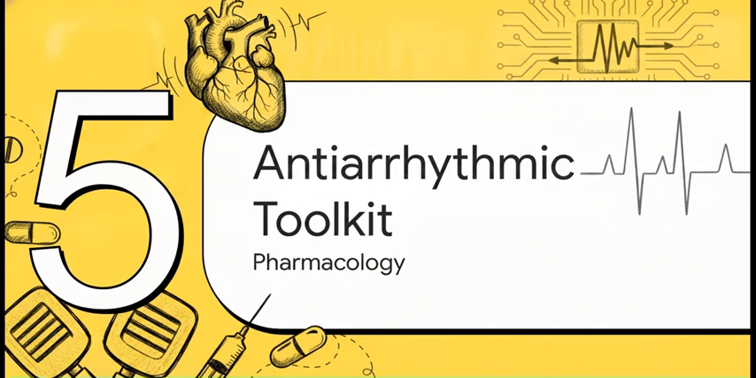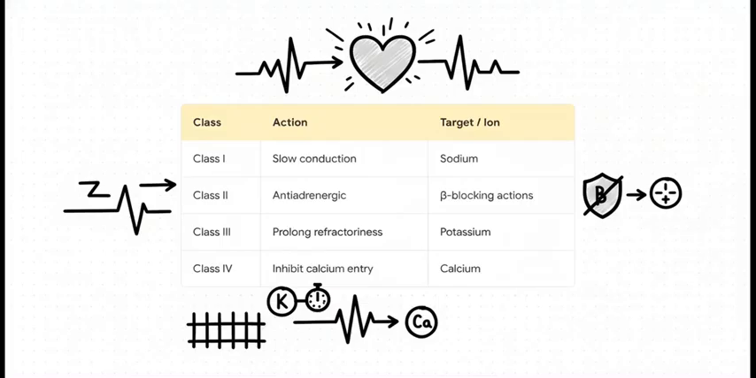Section 5. The Anti-Arrhythmic Toolkit. So how do we fix all this? Well, notice how beautifully structured this pharmacological toolbox actually is. This is the Vaughan-Williams classification system, and it shows how neatly the 4 classes of drugs align with specific mechanisms to manipulate the heart's electrical currents.